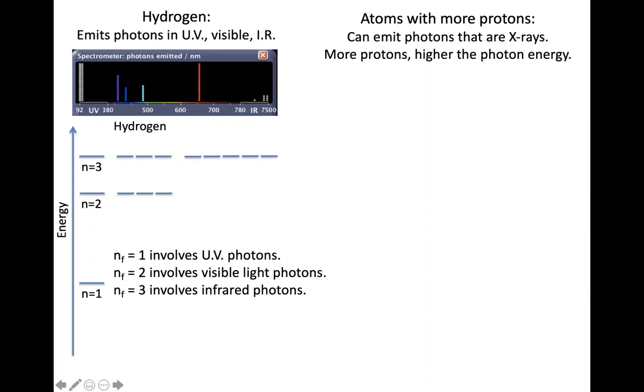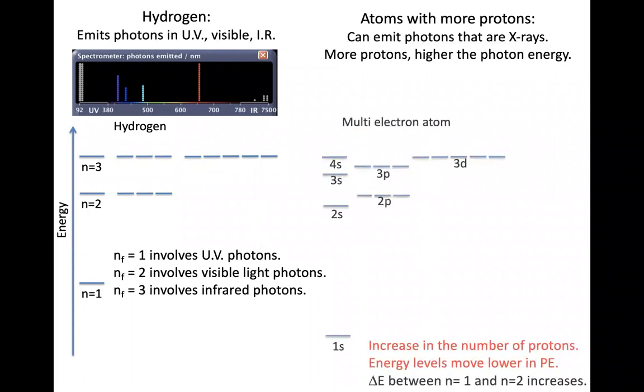This was related to the idea how for hydrogen, the energy levels were degenerate, the same value based on their N value, and that they got closer and closer together as the N value increased. Here would be the energy levels for a multi-electron atom. So I'm trying to show how they're getting split out. The degeneracy is being removed. And I'm also showing that they're moving lower in potential energy, because I have more and more protons present. We've got to be thinking about how positives and negatives attract. So with more protons, those energy levels are being pulled lower in potential energy.